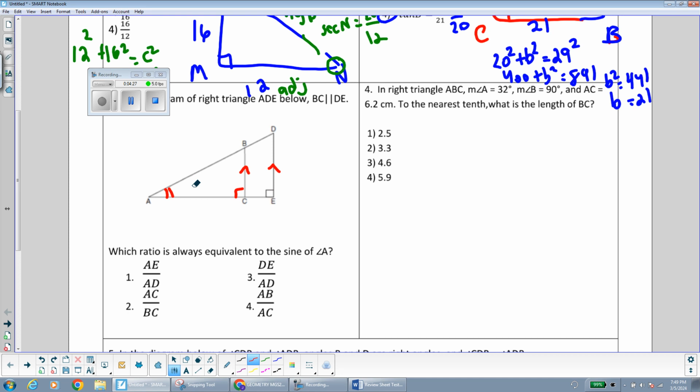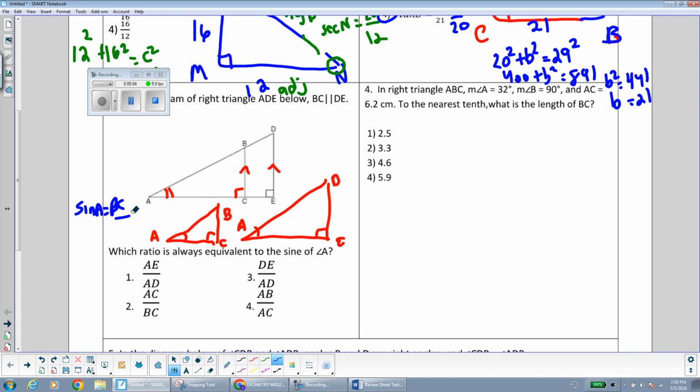And it's asking us which ratio is equivalent to the sine of A. So there's 2 possibilities that could work. There's the sine of angle A from the small triangle, and there's the sine of angle A from the big triangle ADE. Now, from angle A, opposite would be BC. So I'm going to write sine of angle A would be BC, that's opposite over hypotenuse, which is AB. And from the corresponding angle A on the similar triangle, sine of angle A would be opposite, which is DE, over hypotenuse, which is AD. And I see that that is answer choice number 1.